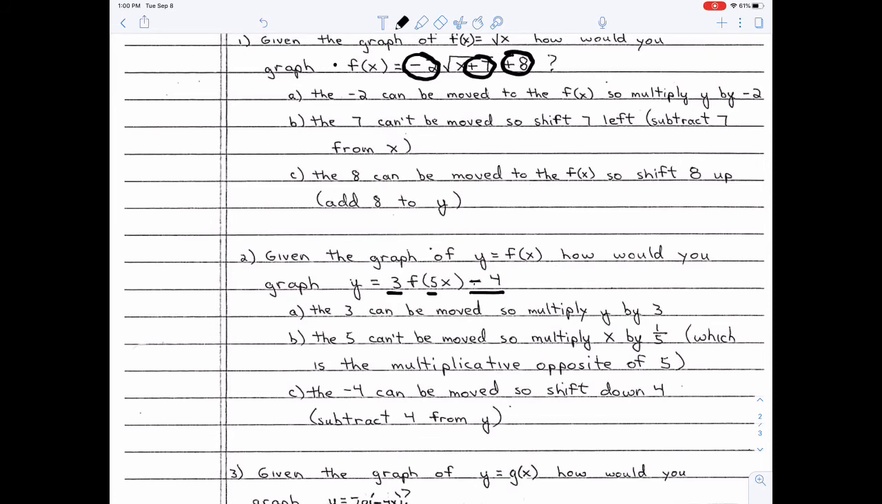Okay, so the 3, could I move it over with the y? Yes, I can, so it's with the y. But since it's on the opposite side of the equation, I do exactly what it says, so I'm going to multiply y by 3. Okay, now here's the hard part.